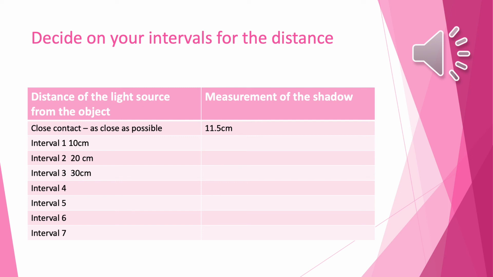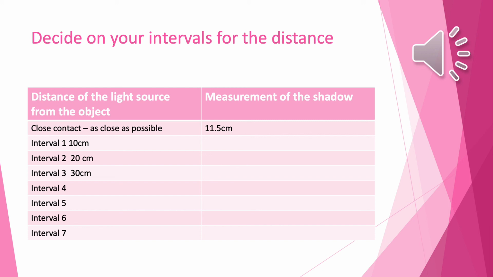But what I would suggest is that you do quite a few measurements, because this should hopefully show you a pattern between the distance of the light source and the measurement of the shadow. So the first measurement I've put is to be as close contact, put it as close as possible, then measure the shadow. So I'm making up my measurements: 11.5 centimetres. I then do my interval 1, so 10 centimetres away, and I would move it, measure very carefully from the object 10 centimetres away and place my light source there.